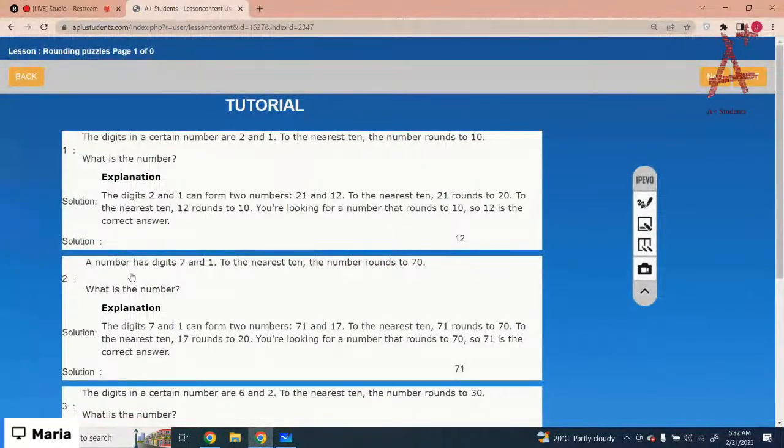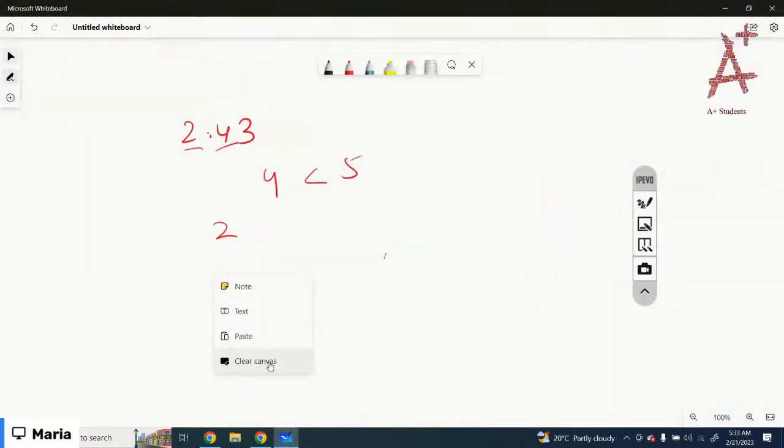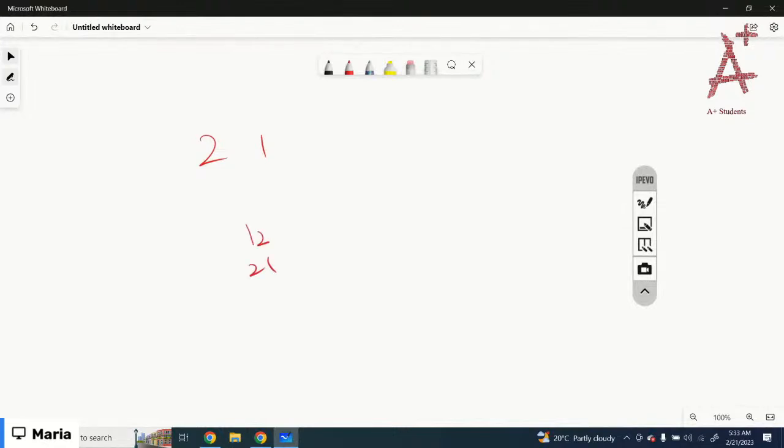Okay, let's start with the first example. The digits in a certain number are 2 and 1. The number rounded to the nearest 10 is 10. You have to make a number from the digits 2 and 1. How many numbers can we make from 2 and 1? We can make two numbers, 12 and 21. So which number, when rounded, makes 10? 12 or 21?